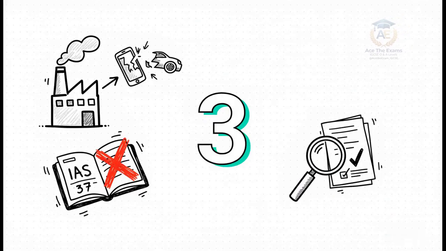And trap number 3, providing generic answers. Listen, if an examiner asks you to evaluate a provision for a specific manufacturing company facing a massive product recall, they do not want a textbook definition of IAS 37 copy-pasted onto the page. They want an answer tailored precisely to that manufacturer using the data and the narrative provided in the exam prompt. Remember, generic answers get generic, low-tier marks.